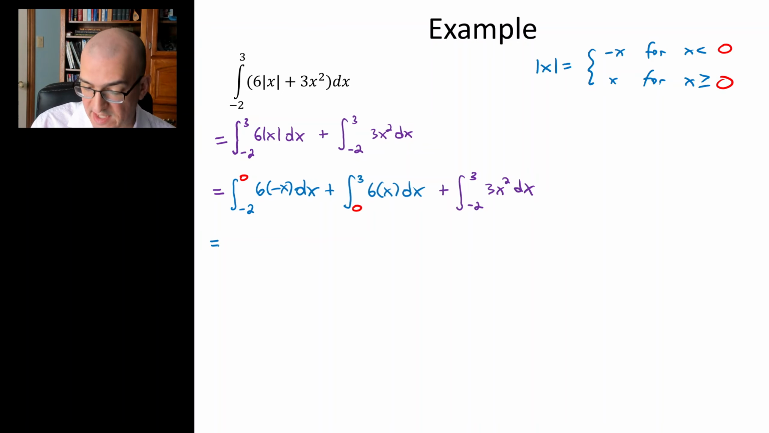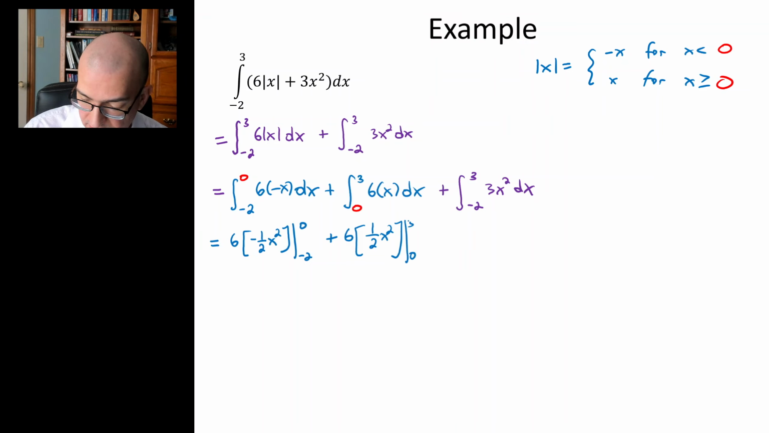Antiderivative of -6x is, well, I'll do it as 6 times -1/2 x to the power of 2 using the anti-power rule. This is evaluated from -2 to 0. And for the second part, we have 6 times +1/2 x squared evaluated from 0 to 3. And for the last part, antiderivative of 3x squared is x cubed, and this one's evaluated from -2 to 3.